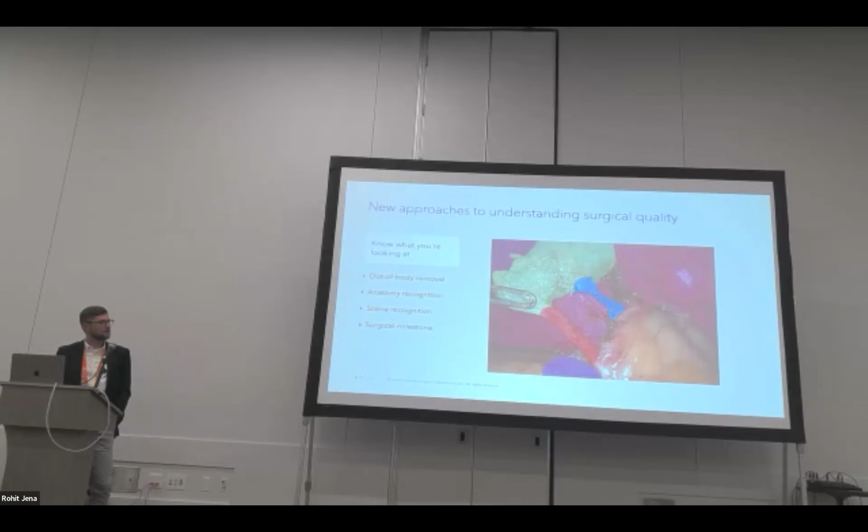Knowing what you're looking at, you can build algorithms that can recognize anatomical structures. And so here are masks that are overlaying different structures in that image. Those structures can be identified as cystic duct, gallbladder, cystic artery, stomach, liver, et cetera. Many individuals are solving these sorts of problems.